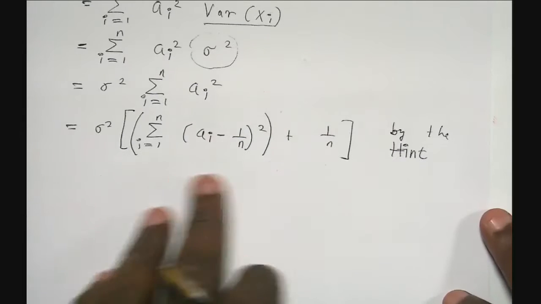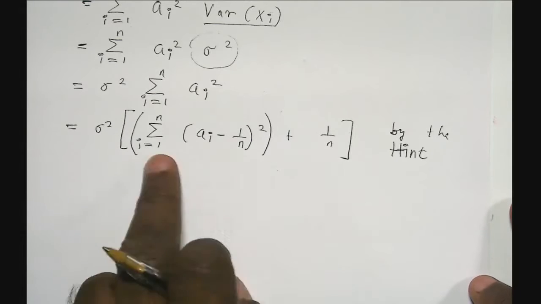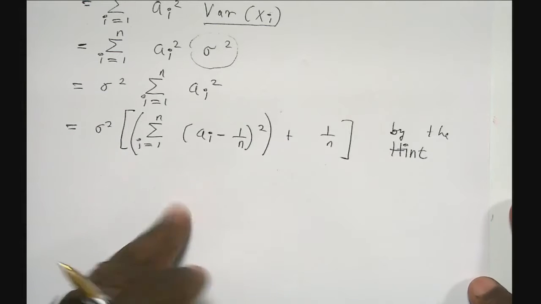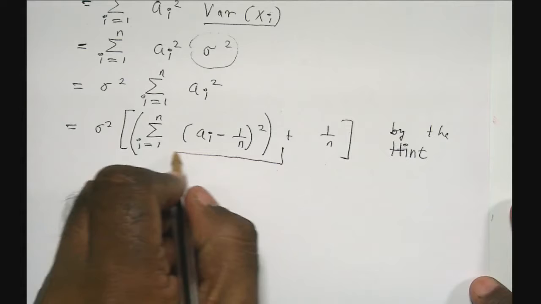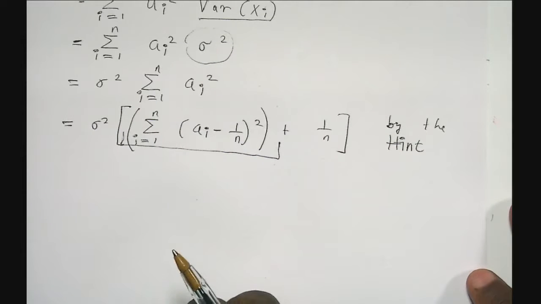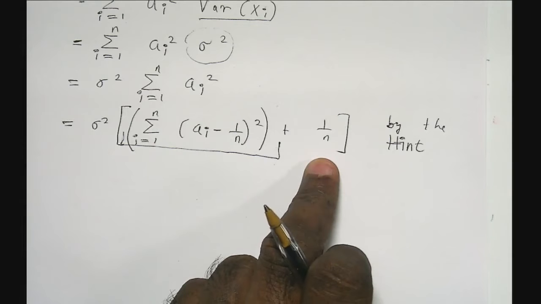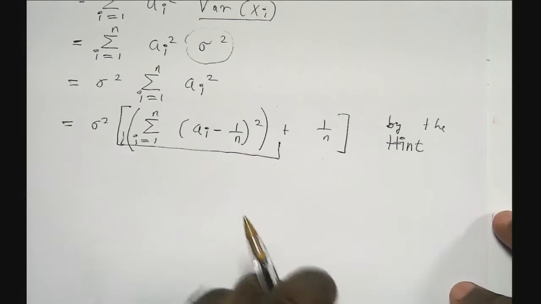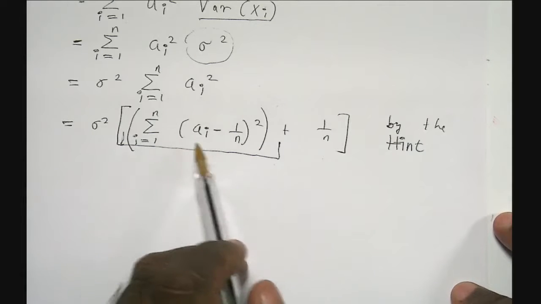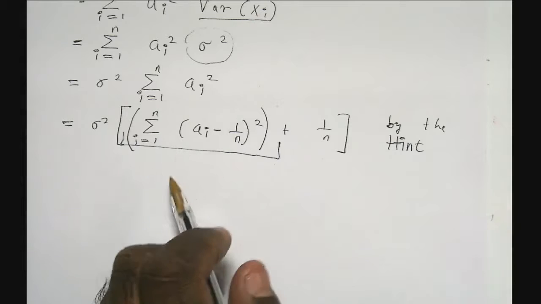Now listen, guys. Now we want to minimize this quantity with respect to ai. The only term here that involves ai is what? This guy here is the only term that involves ai. 1 over n is a constant. It doesn't involve ai. And this term here is a sum of squares of numbers. So what's the lowest?